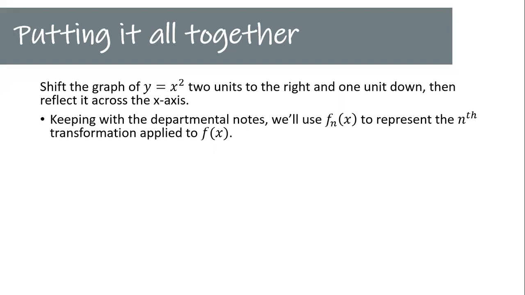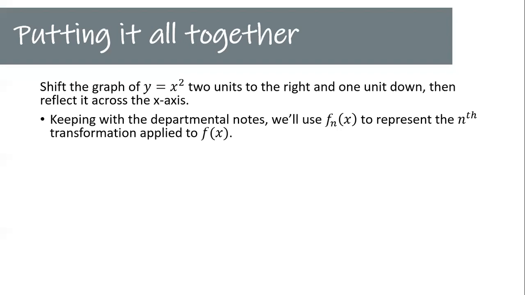So for this first example, we're going to shift the graph of y equals x squared. We're going to shift that parabola 2 units to the right and 1 unit down, and then we're going to reflect it across the x-axis, okay? So I'm going to list these in a series of different functions. Just to describe some notation, this little subscript here says, if it's f of 1, it's the first transformation I apply. If it's f of 2, it's the second one I apply, and so on. It's just to keep some notation straight. And when we get our last one, that'll be our final answer.